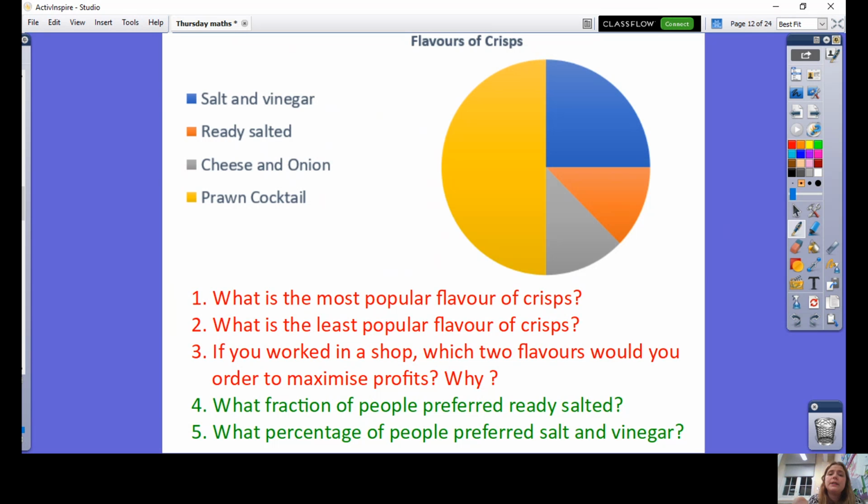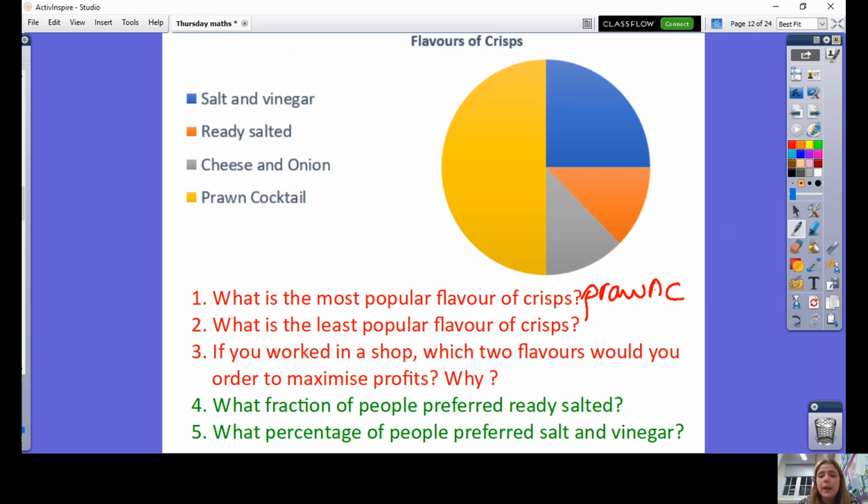Here I can see that my data is telling me the flavours of crisps that people can prefer. The yellow is prawn cocktail, grey is cheese and onion, orange is ready salted, and blue is salt and vinegar. My first question says, what is the most popular flavour of crisps? To answer that question, I need to say which section of the pie is the biggest. I can see the yellow has the biggest proportion of the pie, so the most popular flavour of crisps is prawn cocktail.